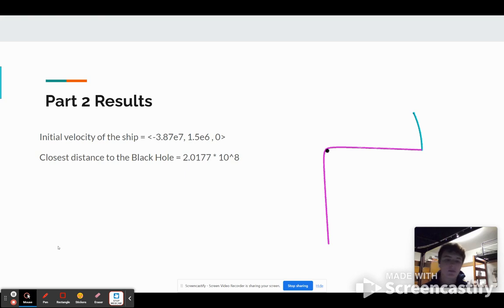Here are the results. We've got the initial velocity of the ship that I just trial-and-errored to see how close I could get it. This was the best result I got without doing a ton of iterations. I got negative 3.87 times 10 to the 7th in the x direction, 1.5 times 10 to the 6th in the y. And the closest distance this gets from the black hole is the number you see there, the 2.017 times 10 to the 8th, which is fairly close considering it's a black hole.